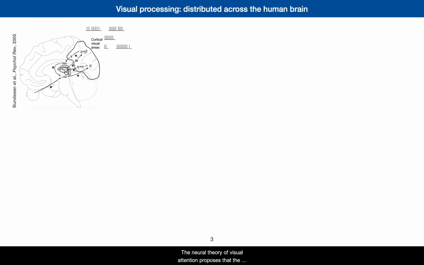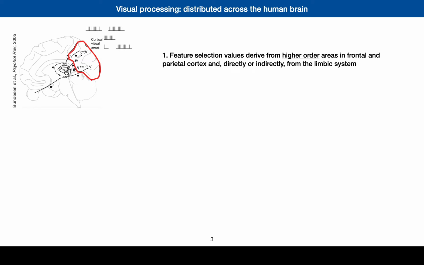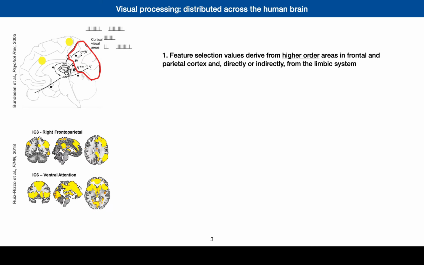The neural theory of visual attention proposes that the firing rate increase given by a particular feature selection, and that determines visual processing speed, occurs in cortical visual areas. However, the neural TVA posits that feature selection values do not originate directly there, but derive from frontal and parietal cortex and the limbic system.